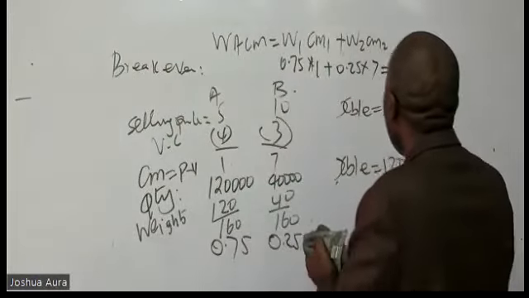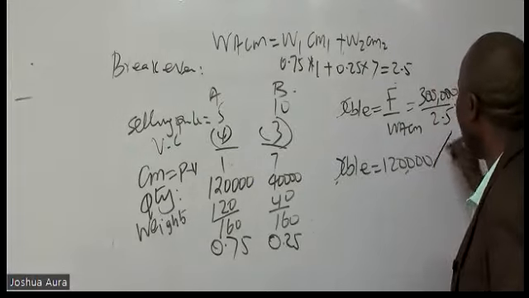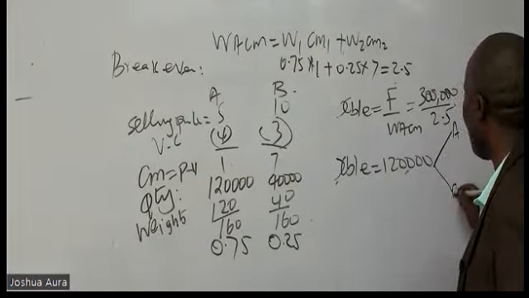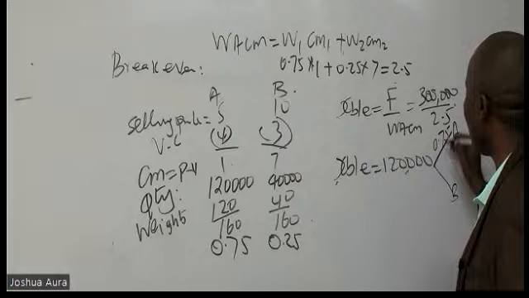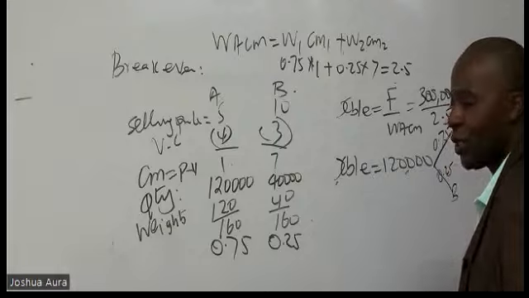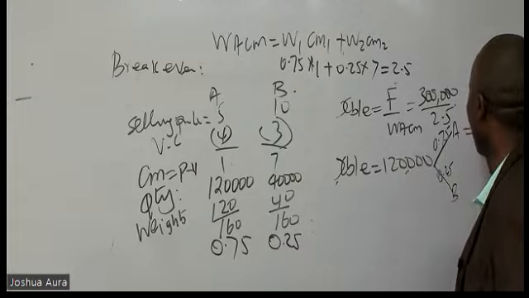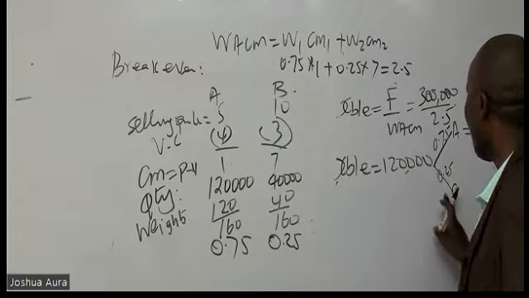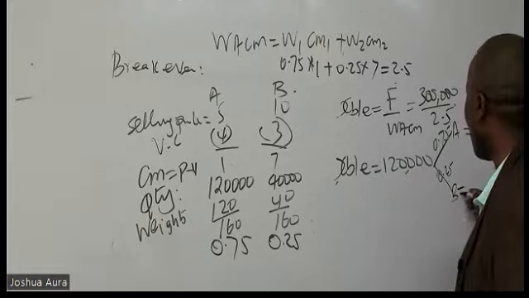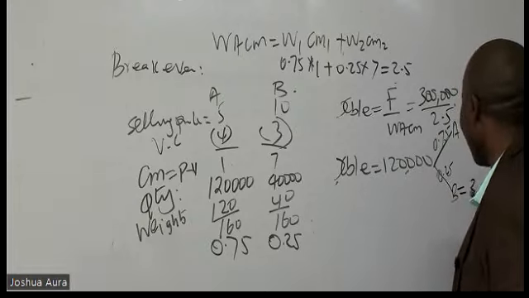He's telling me that, Mwalimu, we have the criteria of splitting this into A and B. We know that we have the decimals here, the fractions, the weights. So for A, I'll take 0.75 times 120,000, which gives me 90,000. For B, I'll take 0.25 times 120,000, which gives me what figure? 30,000.